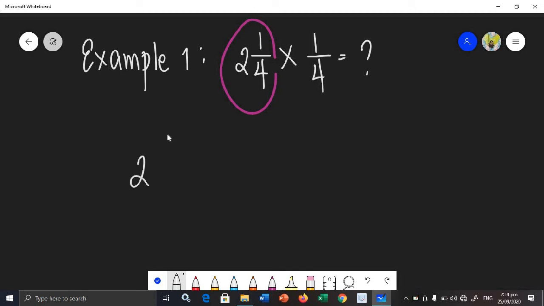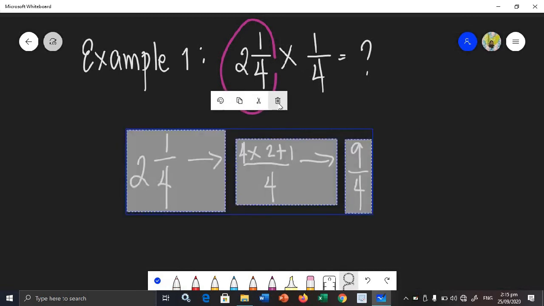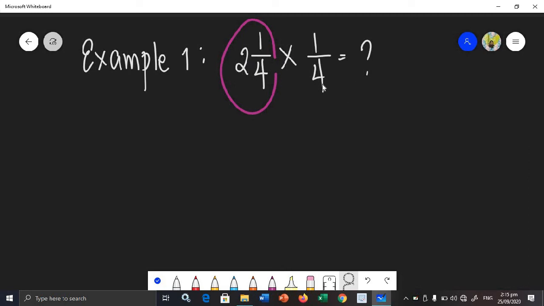Okay? So 2 and 1/4 is equal to 4, and then 4 times 2 plus 1. Okay? Or kung hindi nyo siya ma-visualize, 4 times 2 plus 1. Okay, ganun yung nangyari dito. Ayun. And then, 4 times 2, that is 8 plus 1, that is 9/4. So, 9/4, that will be the fraction that you will use in solving this. 9/4. Okay? So, you can change your given already.